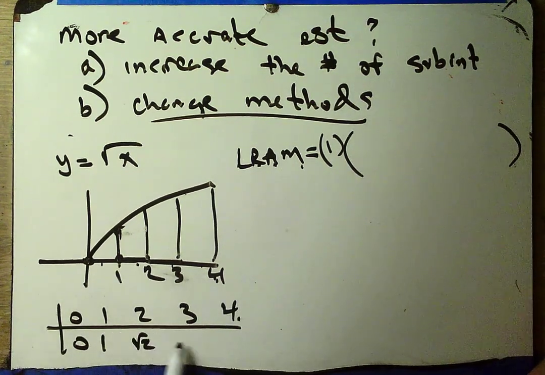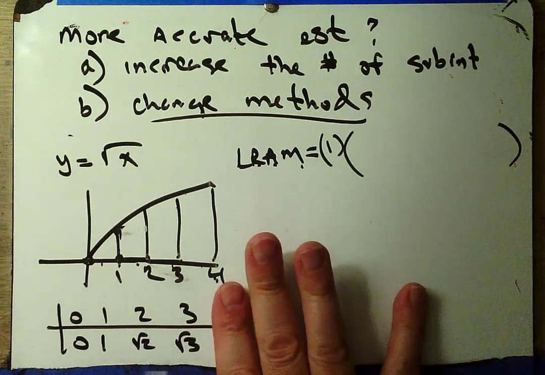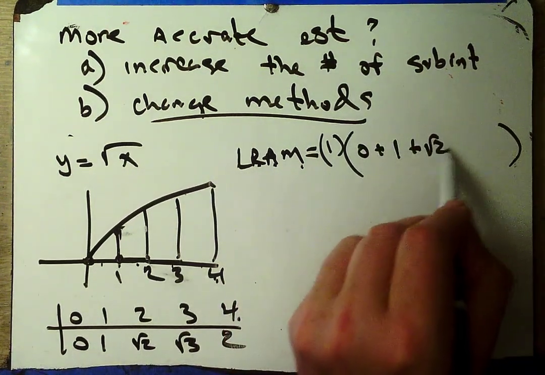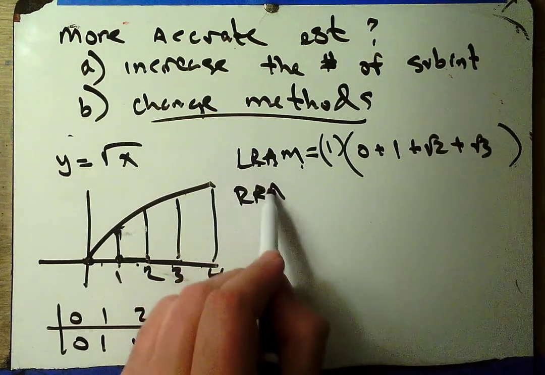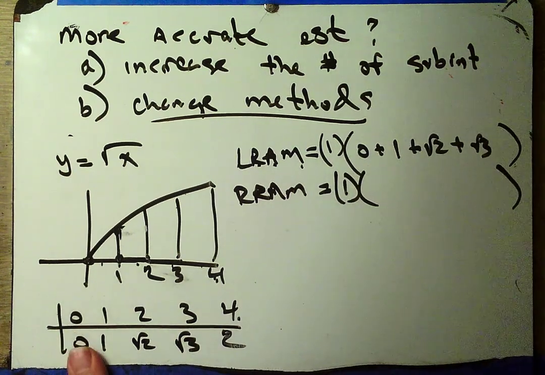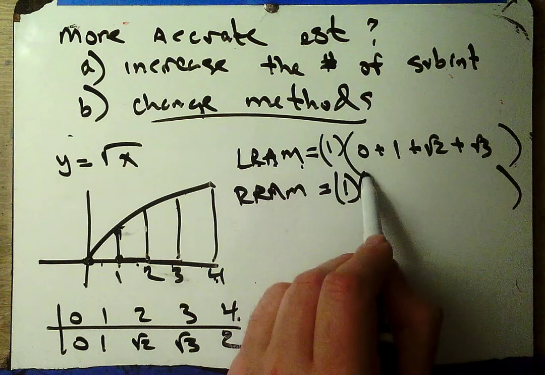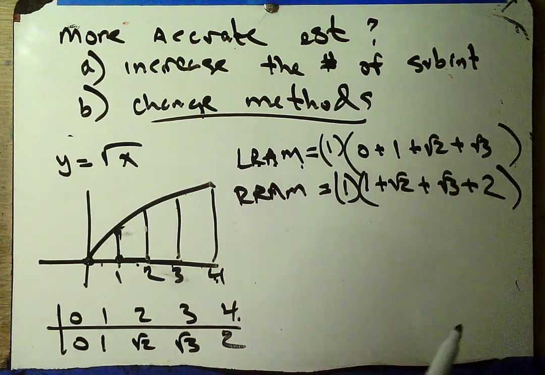The y values are 0, 1, square root of 2, square root of 3, and square root of 4 is 2. So LRAM uses these values: 0 plus 1 plus root 2 plus root 3. And RRAM still has the same subinterval width, but instead of using this first height, we'll use the last height. So I've got 1 plus root 2 plus root 3 plus 2.